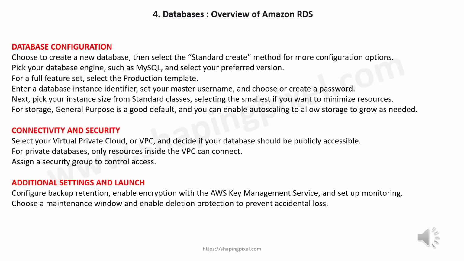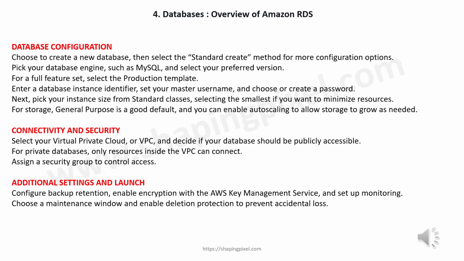To create an Amazon Relational Database Service, or RDS, database on Amazon Web Services, start at the AWS Management Console, head to the Database category and select RDS, which brings you to the Amazon RDS dashboard. Click Create Database to begin. Choose to create a new database, then select the standard create method for more configuration options. Pick your database engine, such as MySQL, and select your preferred version.